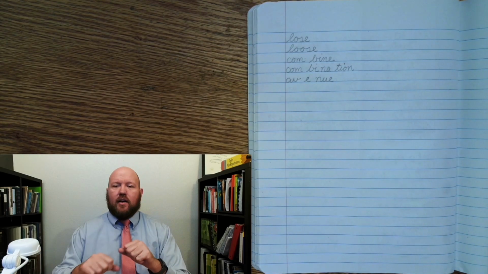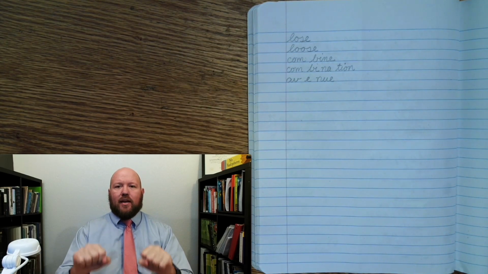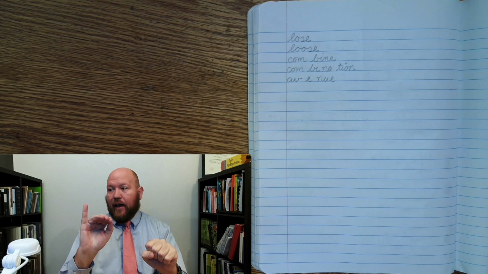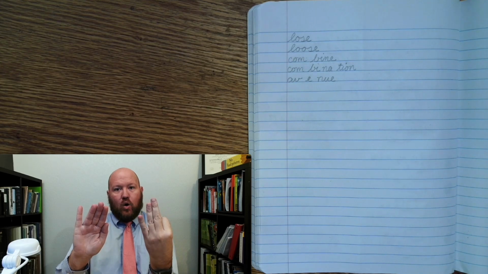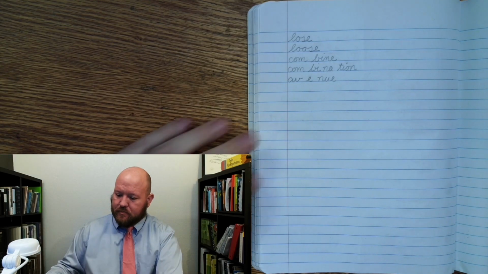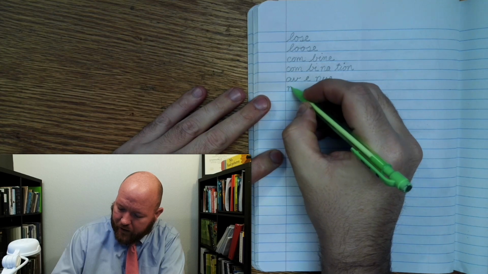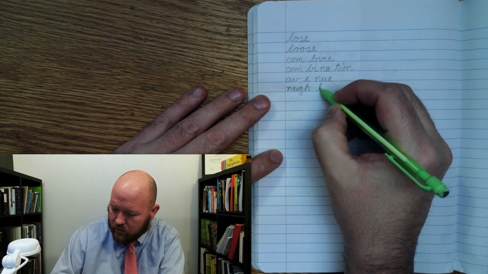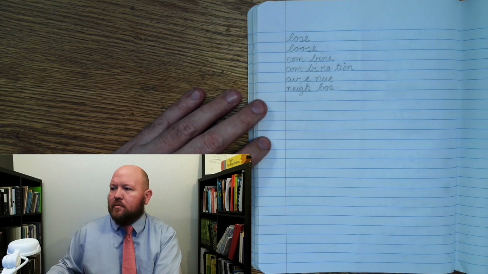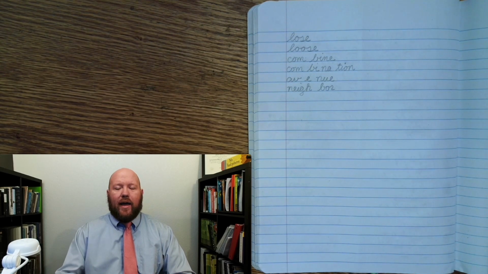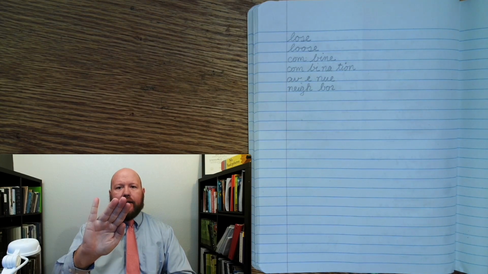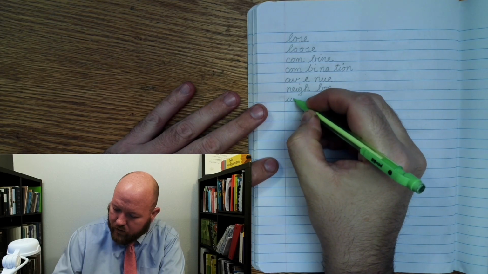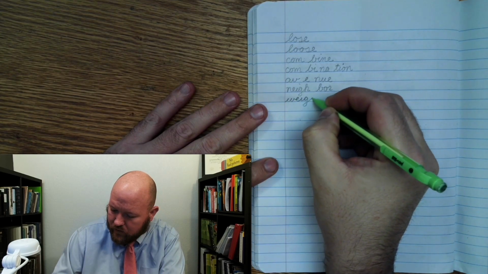avenue. Next word, neighbor, neighbor, nay-bor, n-e-i-g-h-b-o-r, neighbor, nay-bor. Neighbor. Next word, way. W-A-Y, way. W-A-Y, way.